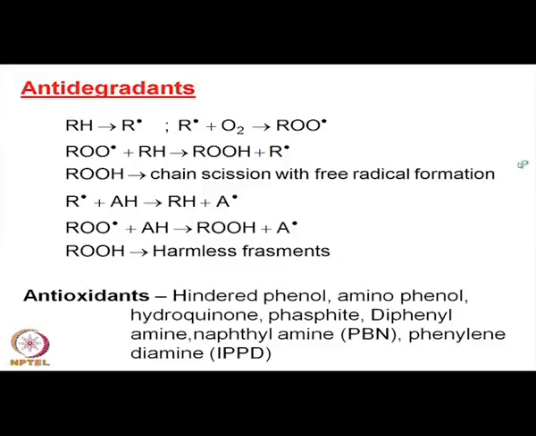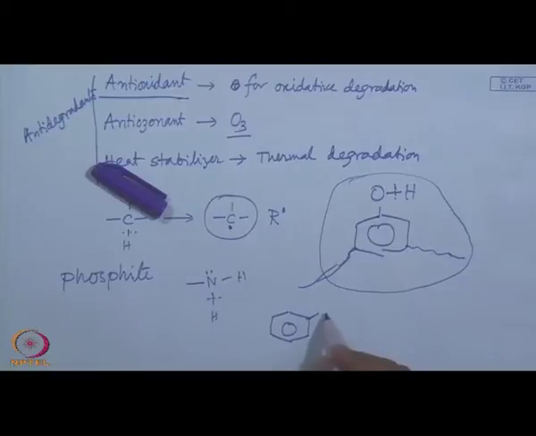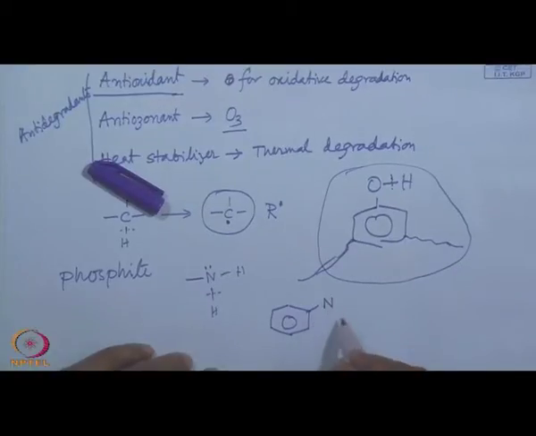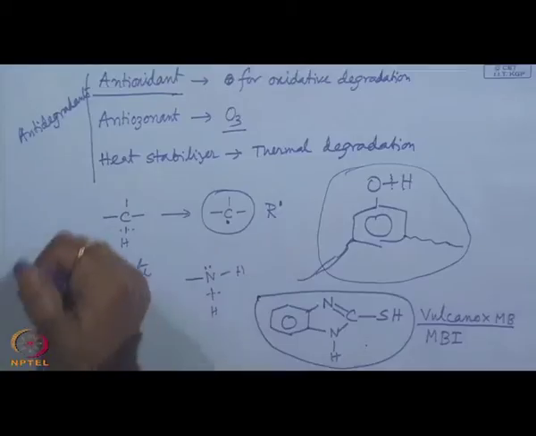Now, there is one antioxidant made by Bayer Germany, that is mercaptobenzimidazole. The formula of this mercaptobenzimidazole is this. This is mercapto. This is a very good antioxidant, marketed as MBI or Volcanox MB. In other words it is known as MBI, mercaptobenzimidazole, or the company's name is Volcanox MB, chemical name mercaptobenzimidazole.